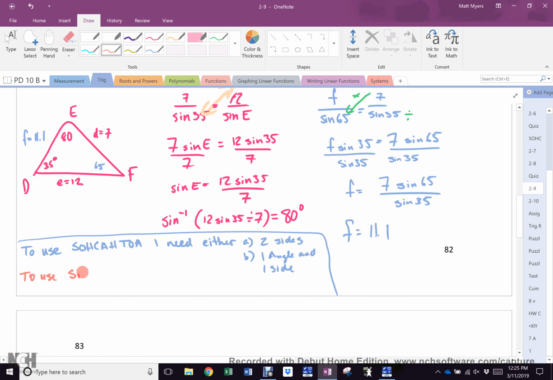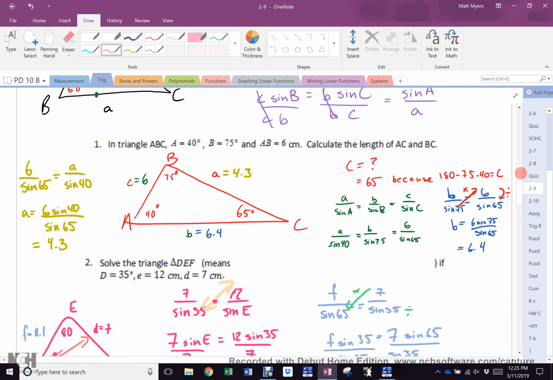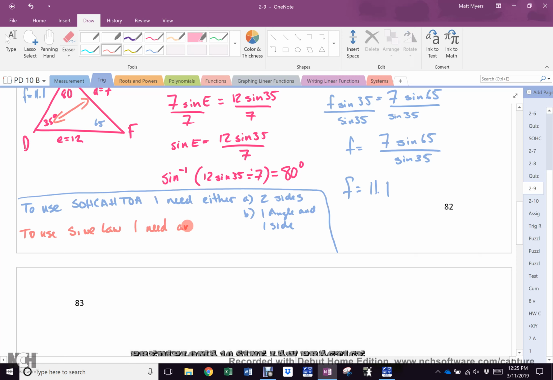To use sine law, what do I need? What did I have in both cases of doing sine law? An angle and its opposite side. Everybody good? Is that all I need? I need another angle and any other side. I need an angle and its opposite side and one more of either. Everybody cool?